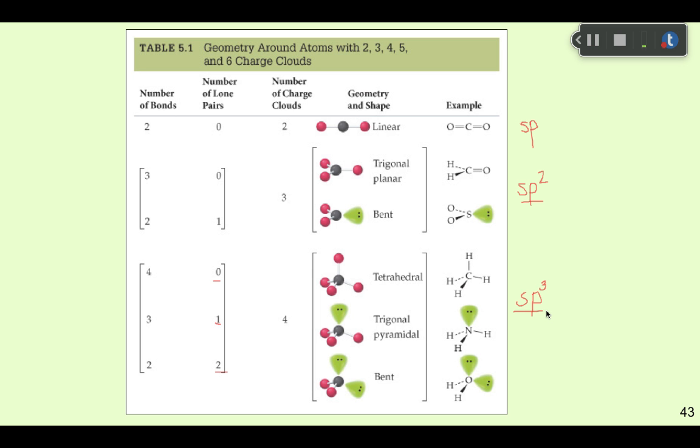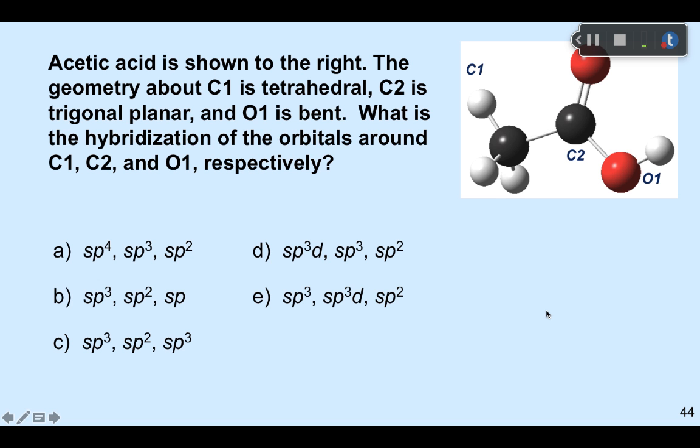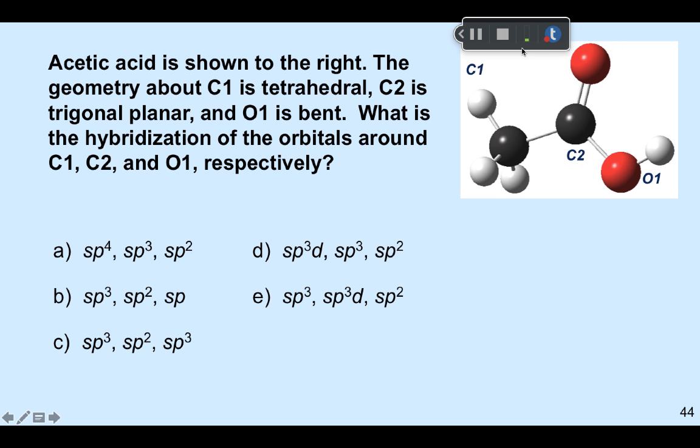Now, just to give you a little more discussion on this and a couple of examples that might feel helpful to you. Okay, here's a compound called acetic acid. It's the primary component of vinegar in a dilute solution. And the geometry about carbon 1 is described as being tetrahedral. So that's this one here. Carbon 2 in the middle is trigonal planar. And oxygen 1 on the right is bent. Given the information described so far, what would be the hybridization of the orbitals around C1, C2, and oxygen 1?